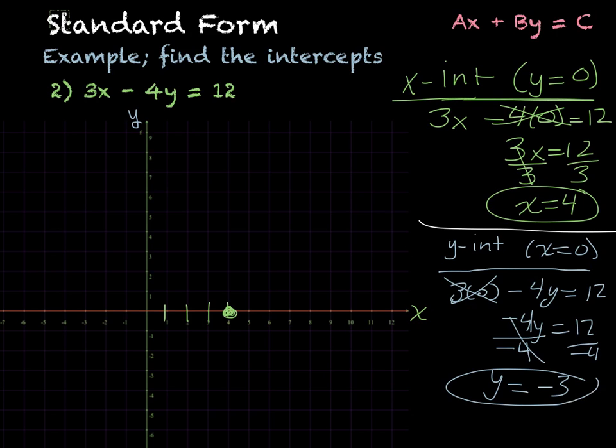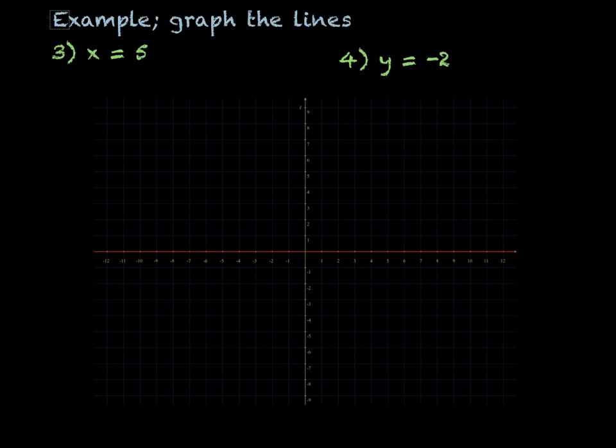Make sure you are very careful about your signs. Make sure if it's negative, it needs to be negative. So I'm going to go down to negative 3 on my y-axis. And then I connect my points. And there's my graph of the equation 3x minus 4y equals 12.